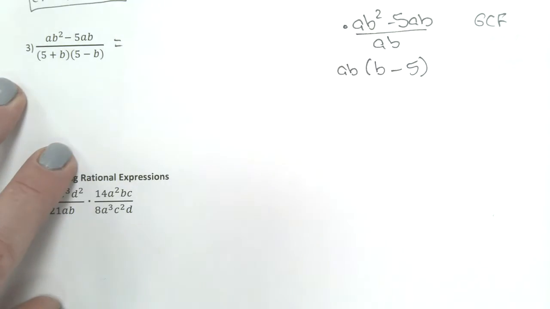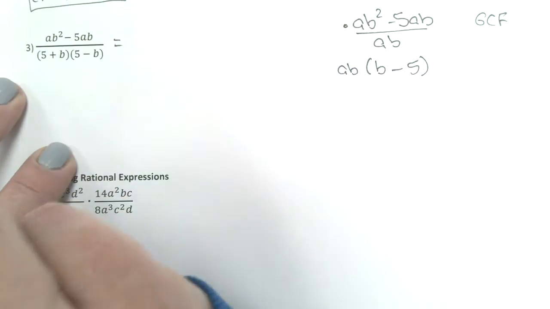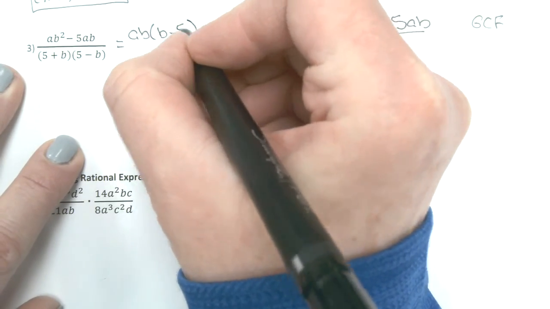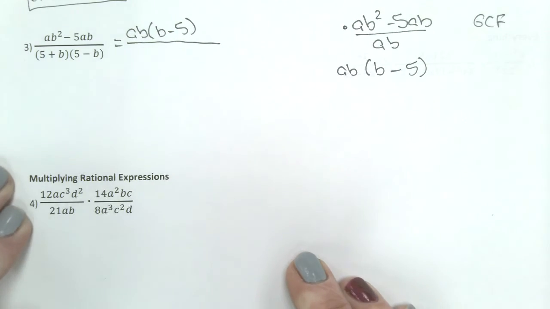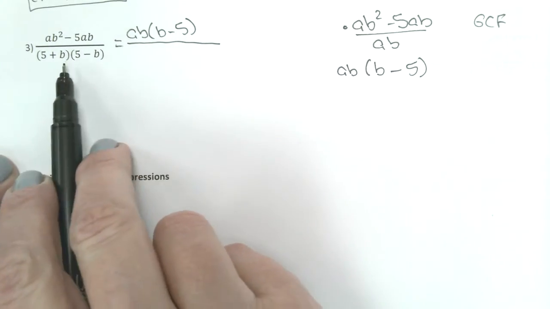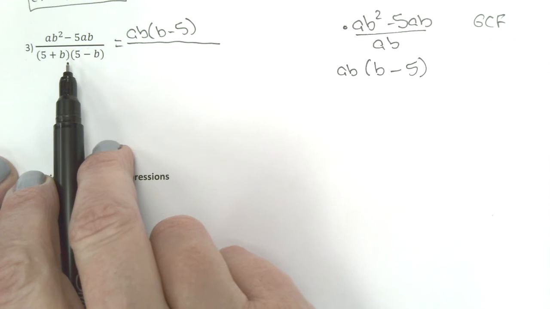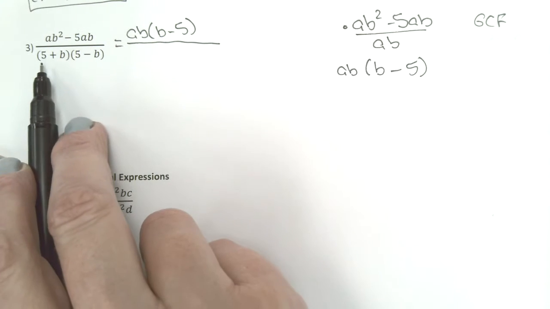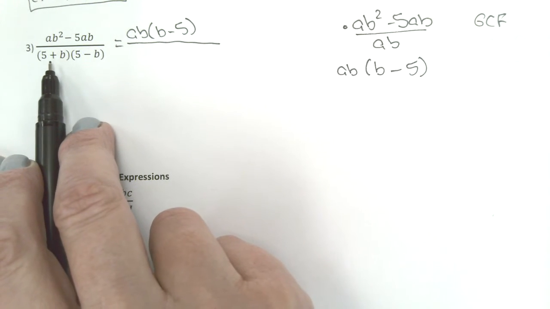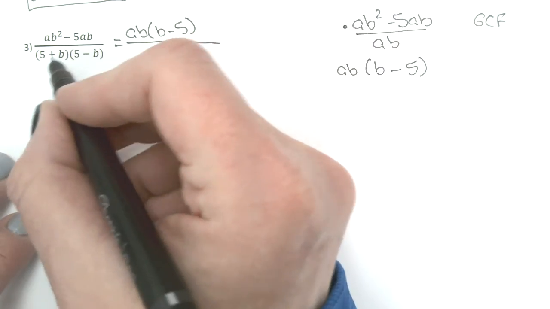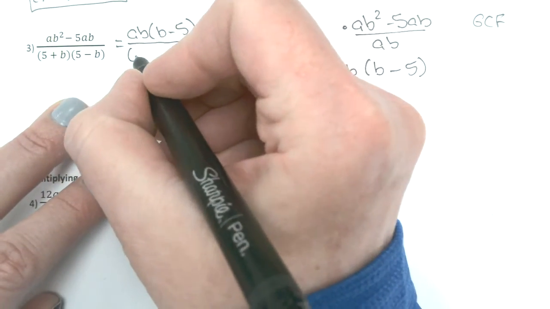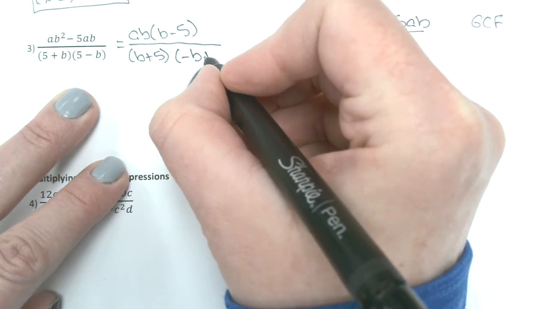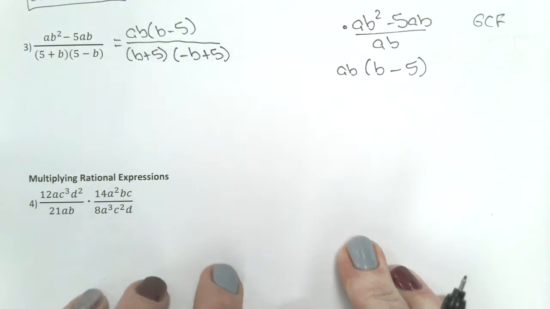So let's rewrite this as AB times B minus 5. So here's the other thing that I'm going to do. It looks like I have some similarities going on here, but if you notice, the B comes first in this part, and the number comes first in the denominators. So I'm going to switch the denominators around, and I'm going to write this as B plus 5, and then that would be negative B plus 5.